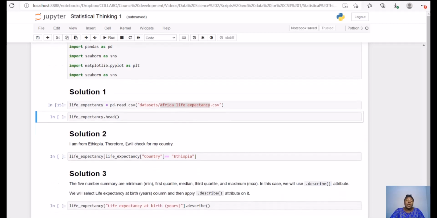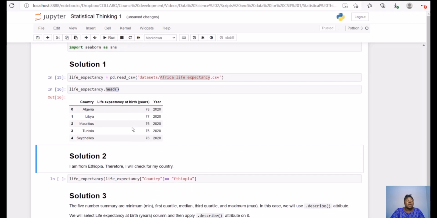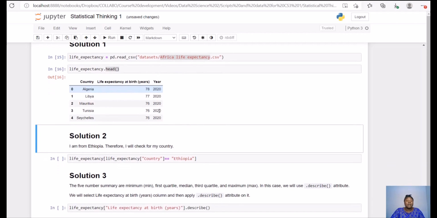Then it is good practice to always check the data set you upload, whether it is uploaded correctly or it is the exact data set that you want. We can always do that with the keyword head. You instantiate it so that it shows you just a few samples of the data set. And we see that in the data set, we have the country, the life expectancy at birth, and we also have the year. So that is exactly what we want.